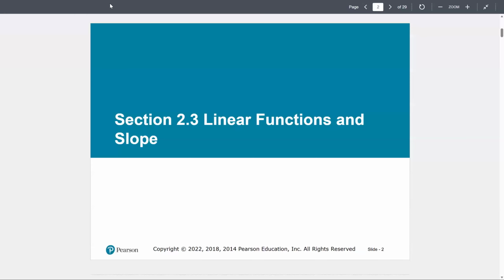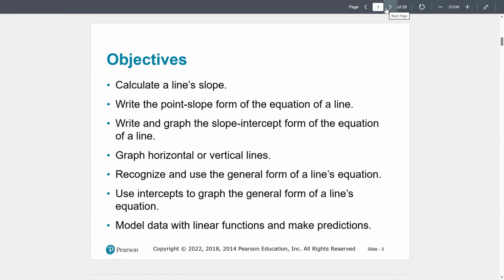Moving on, we're going into section 2.3, linear functions and slope. So we're going to be mostly doing review of what is a slope, point slope form, slope-intercept form, and then a little bit about using linear equations for some application.